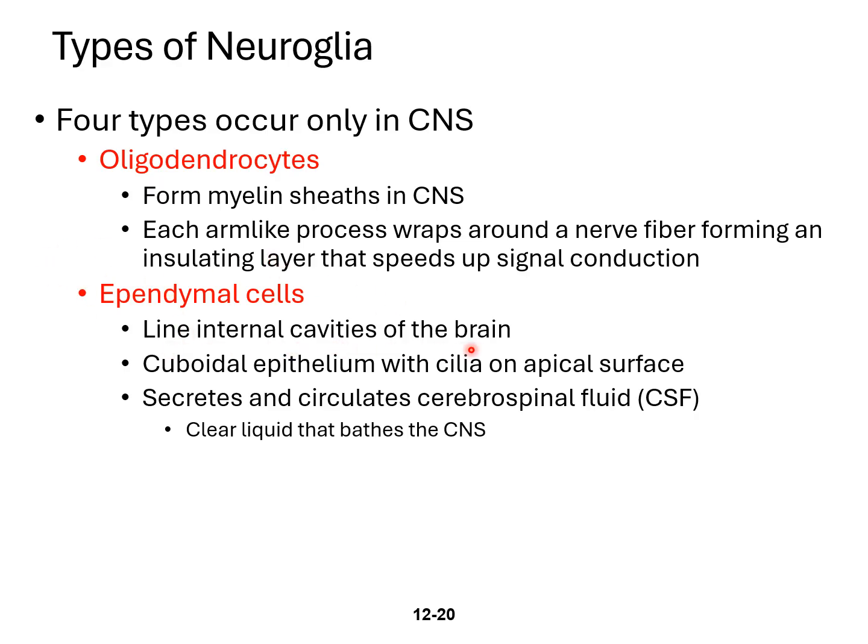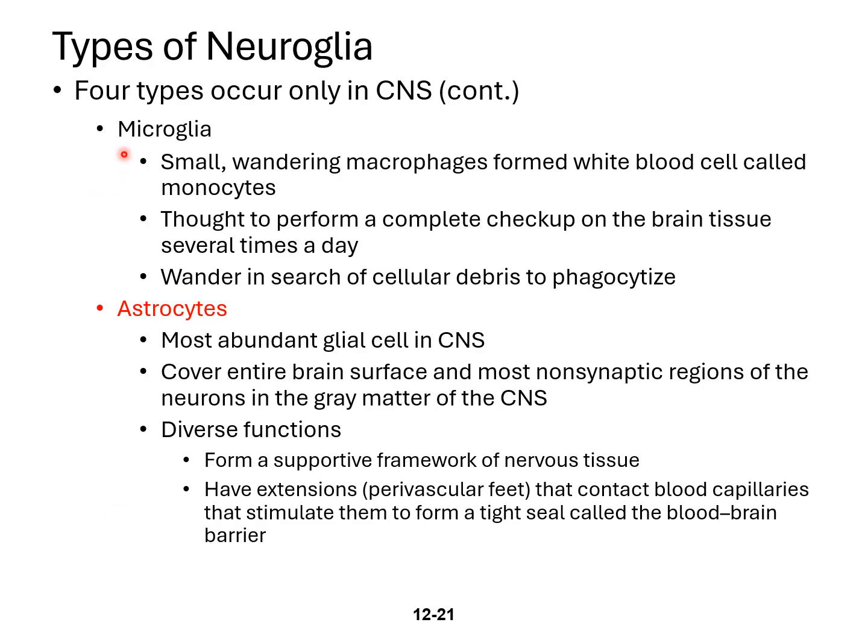You have ependymal cells. These line the internal cavities of the brain. They're cuboid epithelium with cilia on the surface. They secrete and circulate cerebrospinal fluid. And cerebrospinal fluid bathes the central nervous system in glucose and in oxygen. It also makes the brain buoyant so it doesn't sit down on itself. So ependymal cells are super important. Oligodendrocytes and the myelin are also very important.